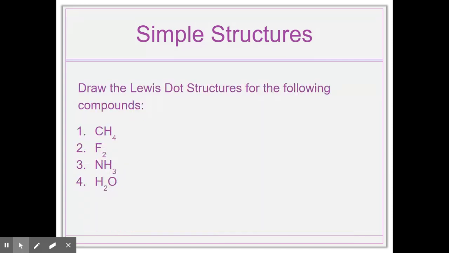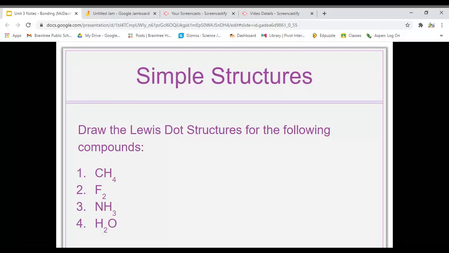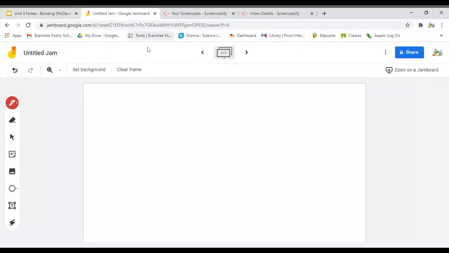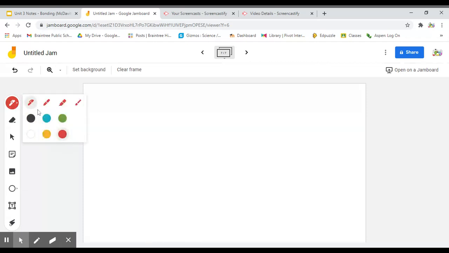So just like last time, we're going to go through and do some examples. Okay. And so the first one is CH4. So our first one is CH4. If you remember, the first thing we want to do is write each of the individual electron dot symbols, or Lewis dot symbols.